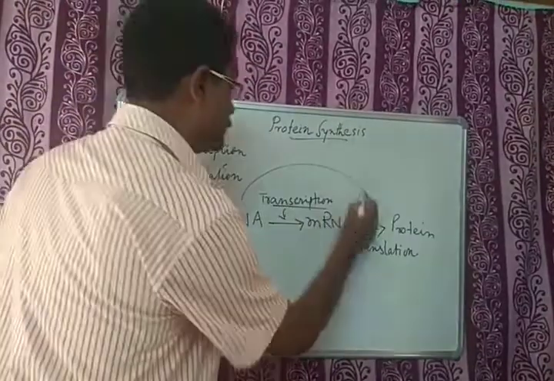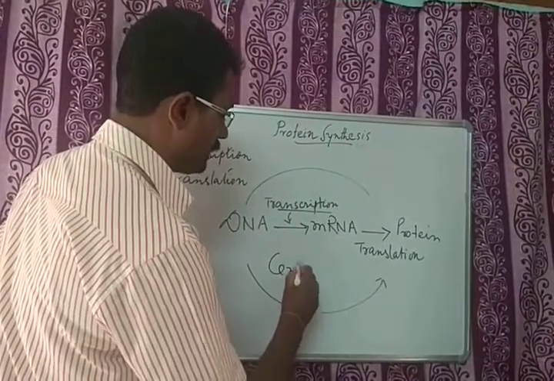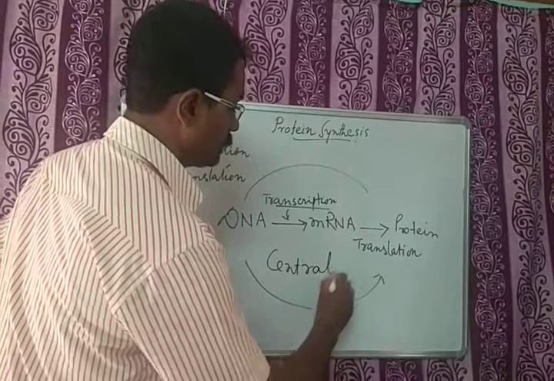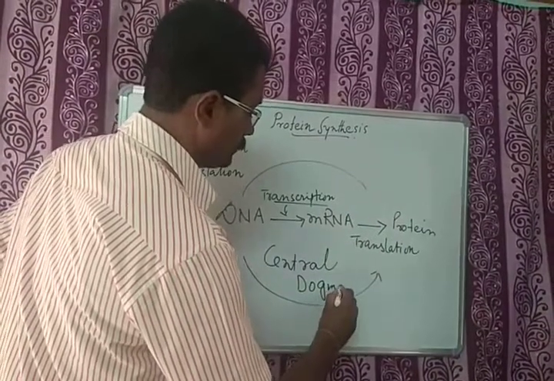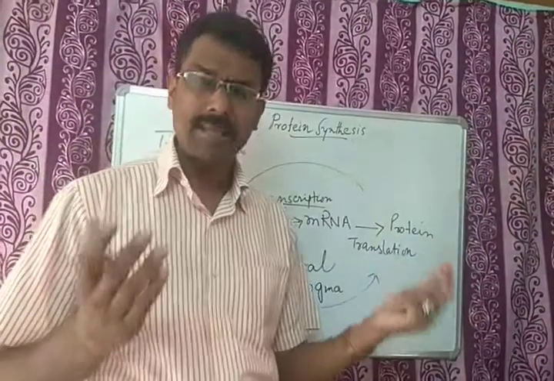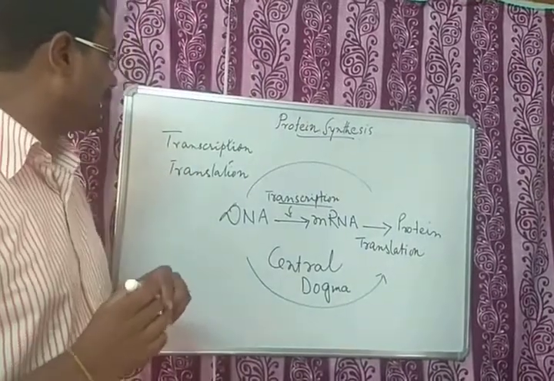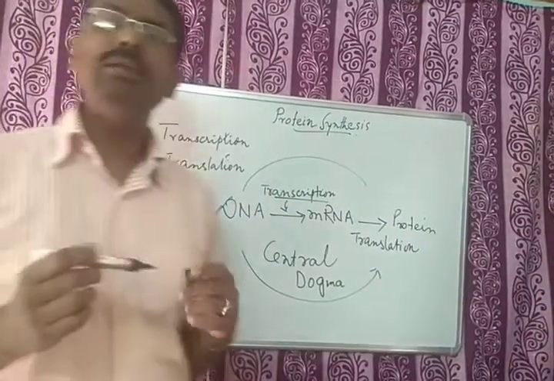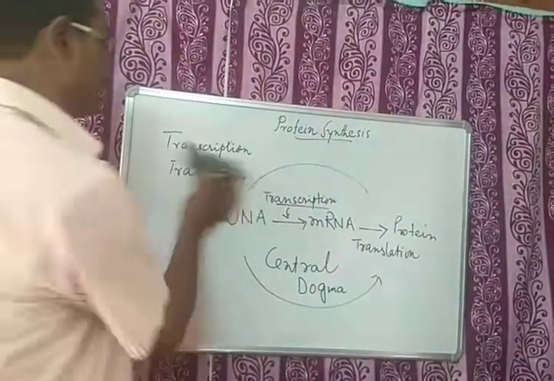The whole of this thing is called the central dogma. That means from the DNA to the formation of protein is central dogma. Now we'll be knowing the transcription first, then we'll be going to translation. First, transcription.